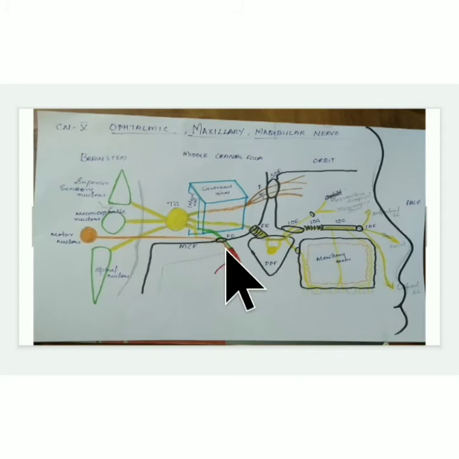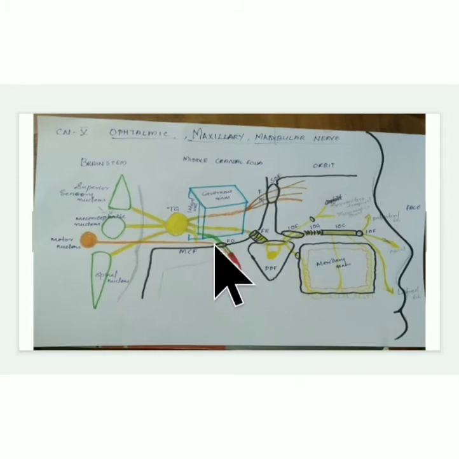After coming out through the foramen ovale, these two roots, sensory and motor, join to form a main trunk. The main trunk lies in the infratemporal fossa on the tensor veli palatini and deep to the lateral pterygoid muscle. After a short course, it divides into an anterior division and a posterior division.